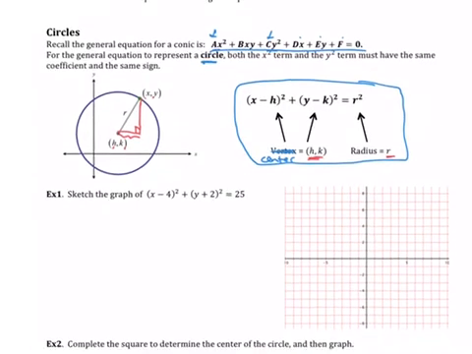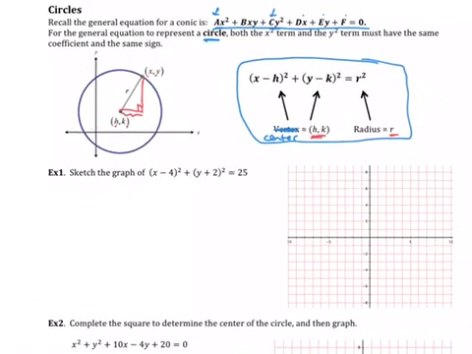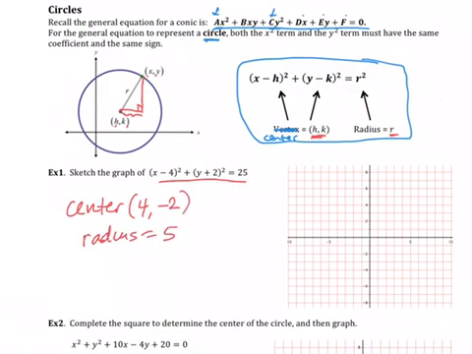So if you're looking at this first example right here, it says sketch the graph of x minus 4, the quantity squared, plus y plus 2, the quantity squared, equals 25. So we could just quickly jot down the fact that we know the center is (4, -2) and the radius is equal to 5.